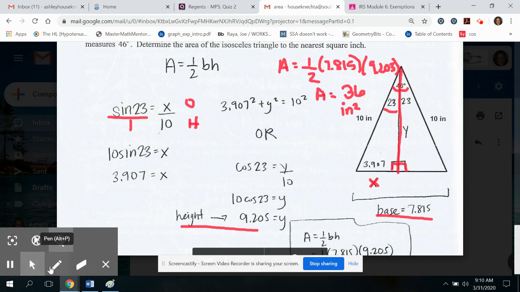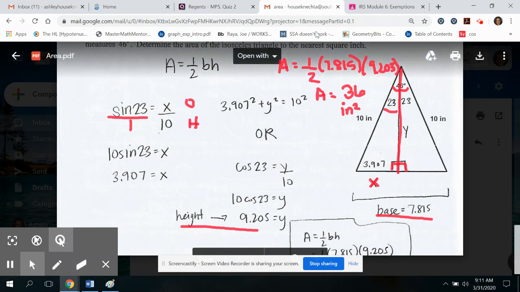So number one thing with area, you're going to have access to the formulas. Look for perpendicular base and height. So that's my lesson for today.